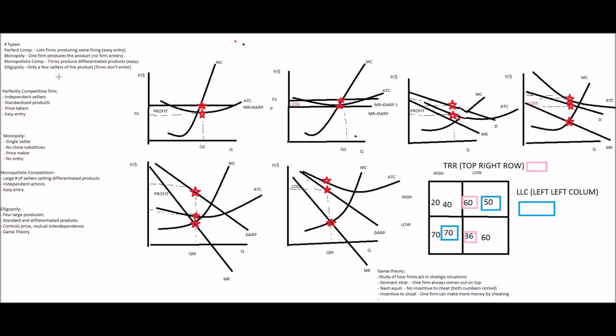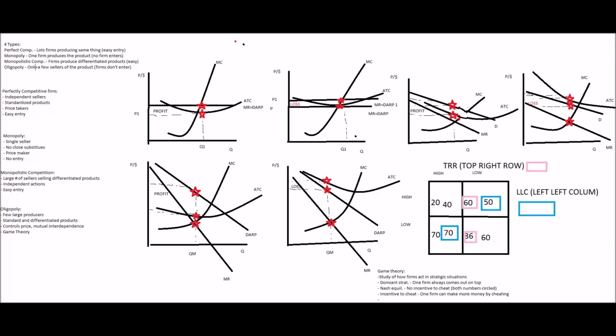Monopolistic competition. It's when firms produce differentiated products. There are a large number of sellers selling differentiated products. That is something you need to remember. That is one of the key things of a monopolistic competition. There are independent actions between the firms, and it's easy entry.